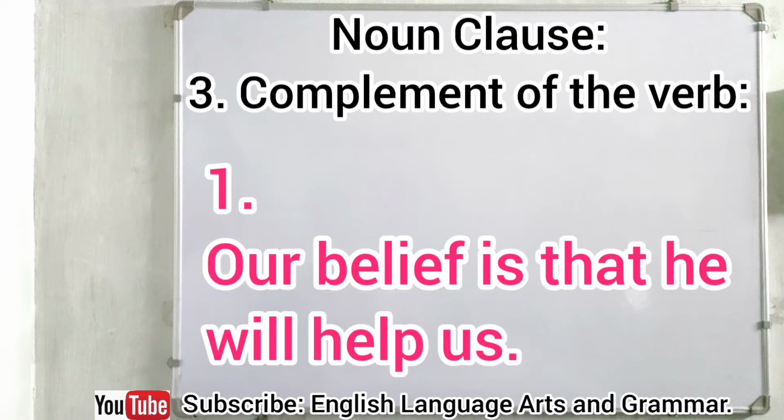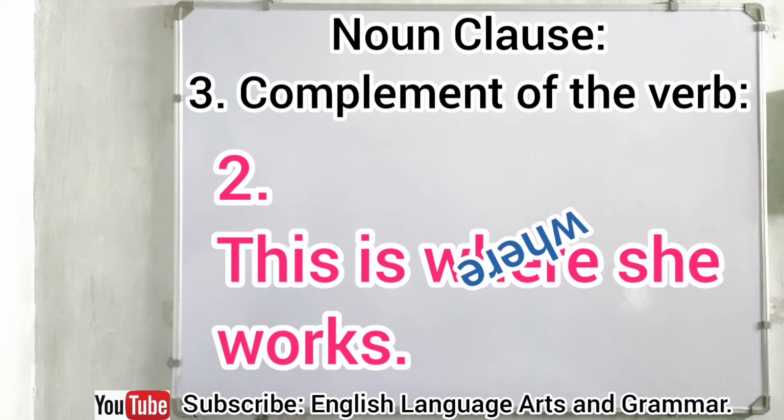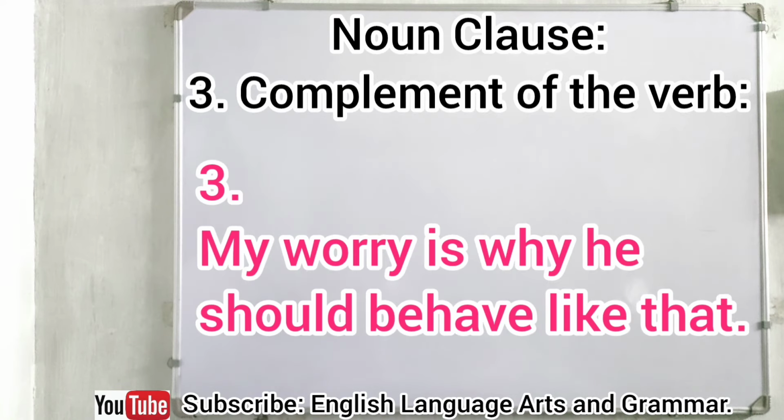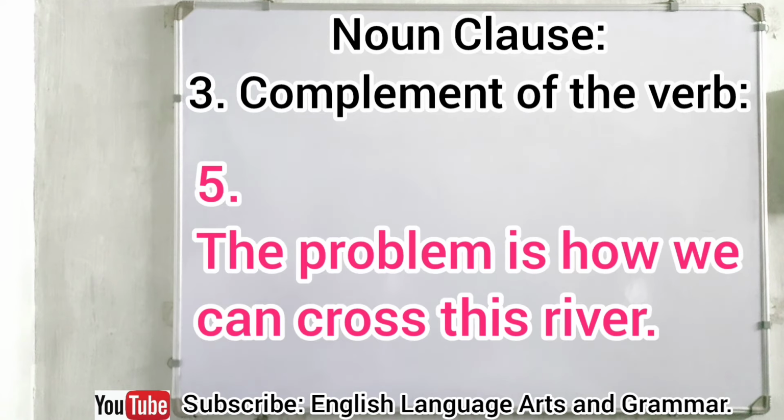Example 1. Our belief is that he will help us. Example 2. This is where she works. Example 3. My worry is why he should behave like that. Example 4. This is what you're looking for. Example 5. The problem is how we can cross this river.